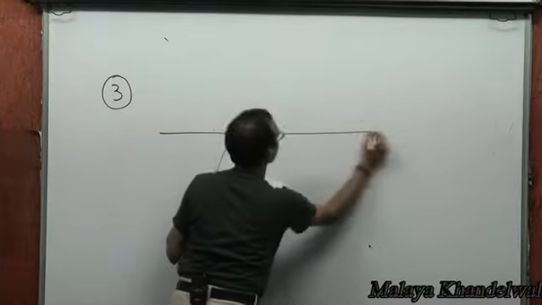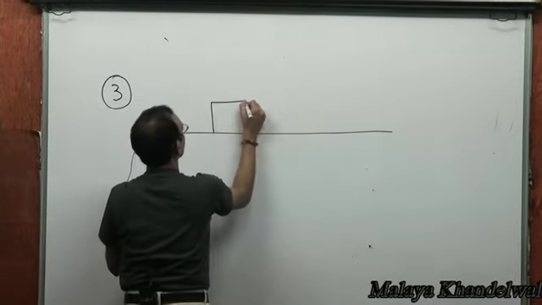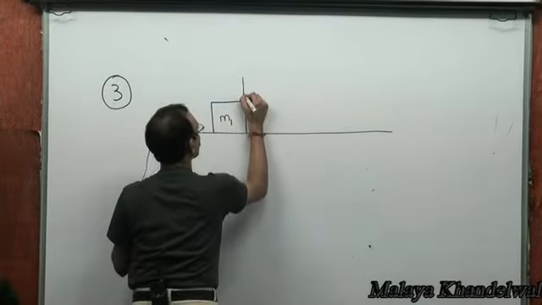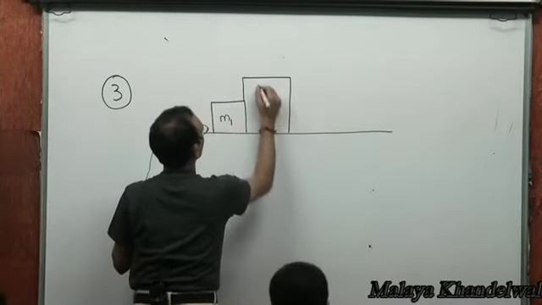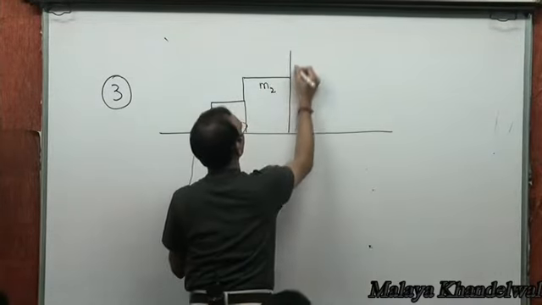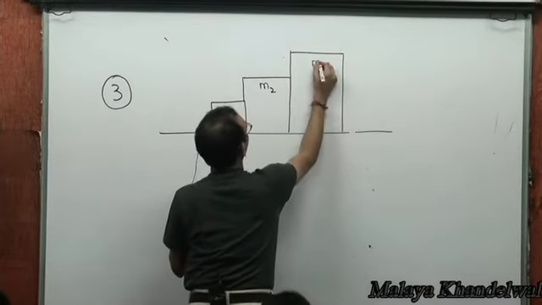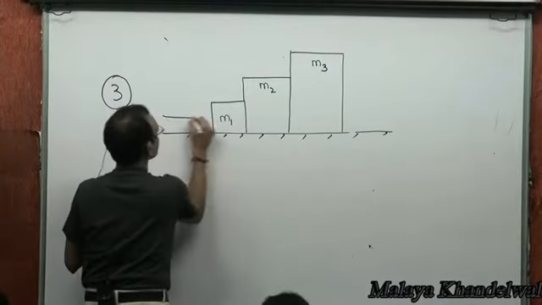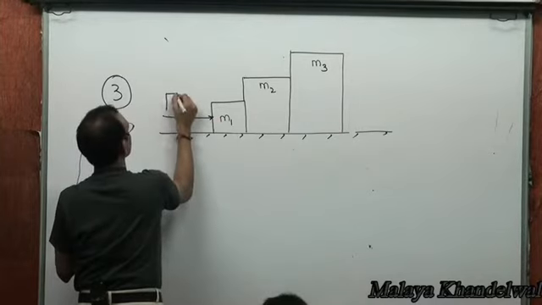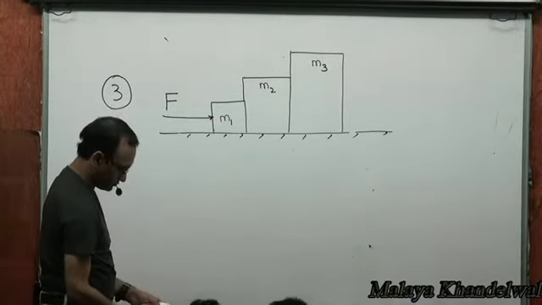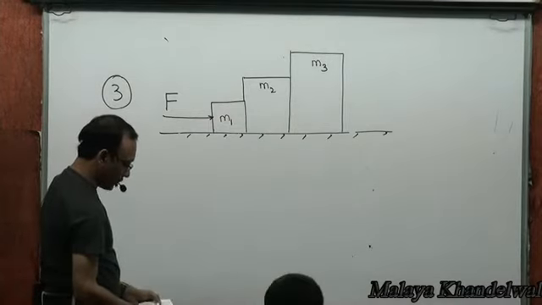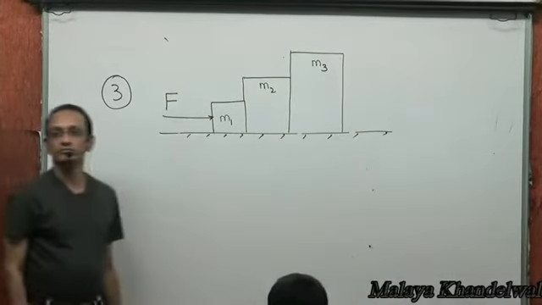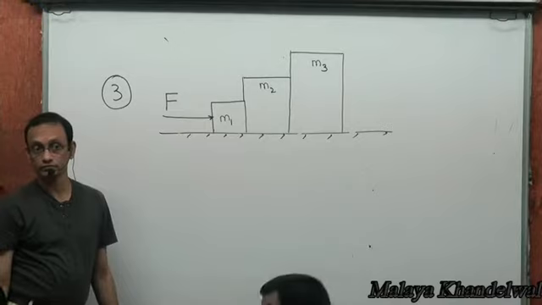Now there are these blocks resting on a smooth surface, and there is a force F which is applied. We want to determine the normal reaction between M2 and M3, the force that M2 exerts on M3. That's what we want to be able to find.